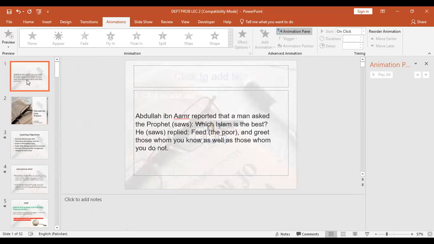Before proceeding, I want to share a hadith with you, which is reported by Ibn Amr. A man asked the Prophet ﷺ, which Islam is the best? He replied, feed the poor and greet those whom you know as well as those whom you don't know.